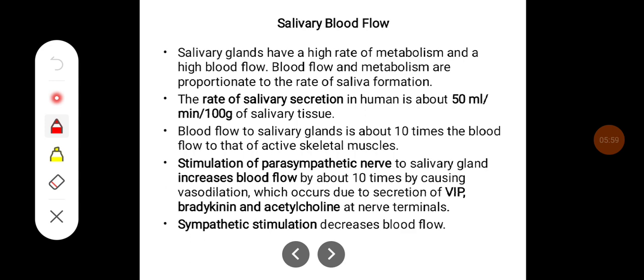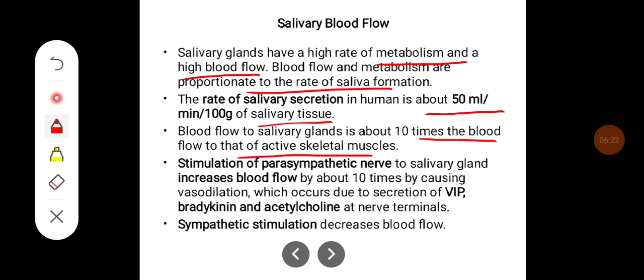Salivary glands have a high rate of metabolism and high blood flow. Blood flow and metabolism are proportionate to the rate of saliva formation. The rate of salivary secretion in human is about 50 ml per minute per 100 gram of salivary tissue. Blood flow to the salivary gland is about 10 times the blood flow to that of active skeletal muscles.